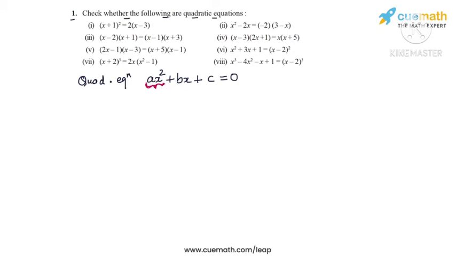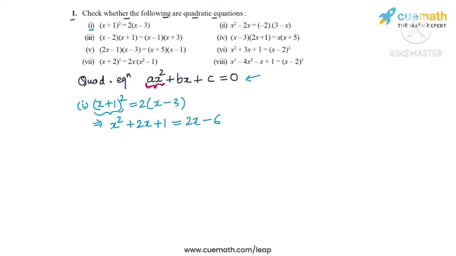So let's start with checking the first part. In the first part, the equation is x plus 1 whole square equal to 2 times x minus 3. So we'll try and write this equation in the form ax square plus bx plus c equal to 0. So let's expand the left hand side. If we expand the left side x plus 1 whole square, we will get x square plus 2x plus 1, and on the right side we will get 2x minus 6.